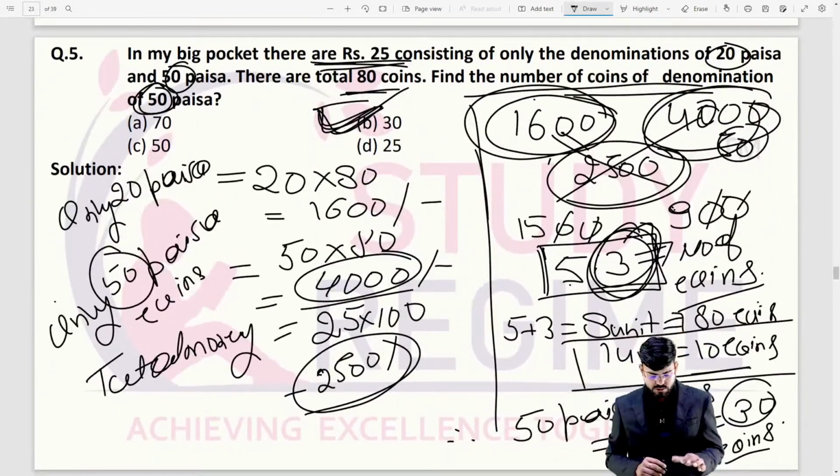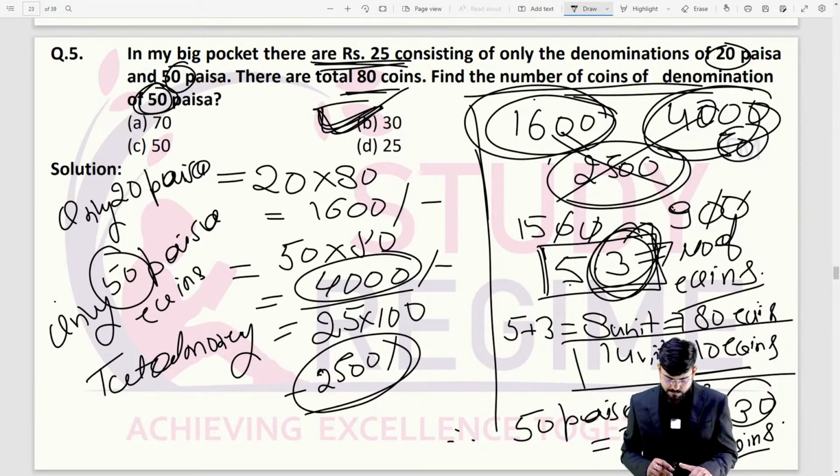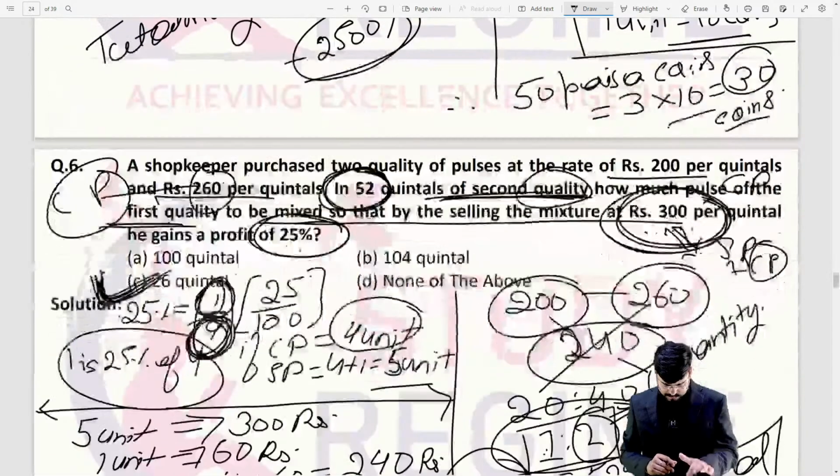Okay. This question was similar to the previous one. It was about denominations. I was having only 25 rupees, and the question was how many denominations of 20 paisa and 50 paisa there were. So you can also do this one; I think it is a very easy question.